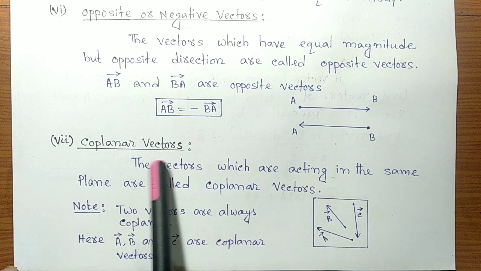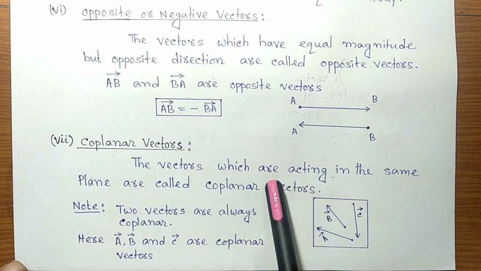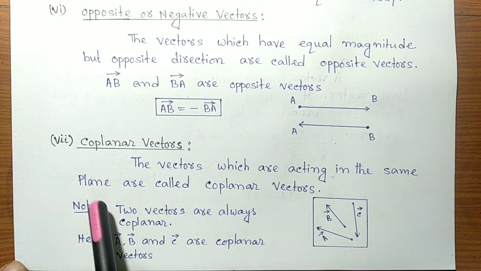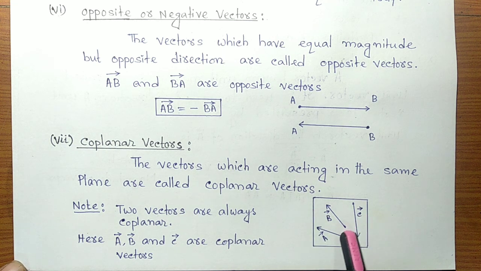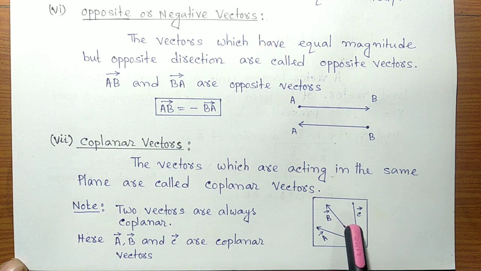Next is coplanar vectors. The vectors which are acting in the same plane are called coplanar vectors. Here A, B and C all lie in the same plane, so all of those vectors are called coplanar vectors. Note, two vectors are always coplanar. Here A, B, C are coplanar vectors. In that case A, B, C lie in the same plane. So this is coplanar.